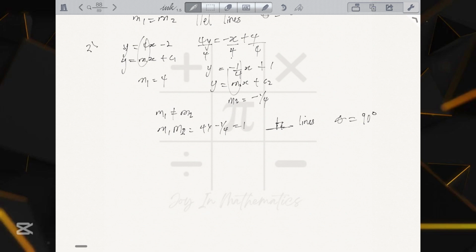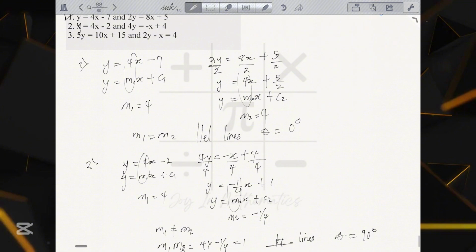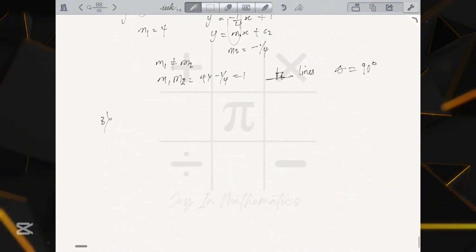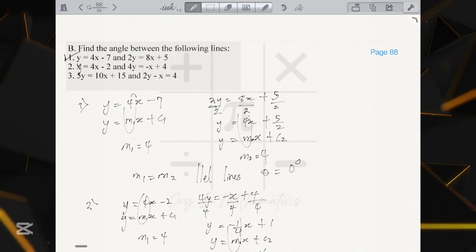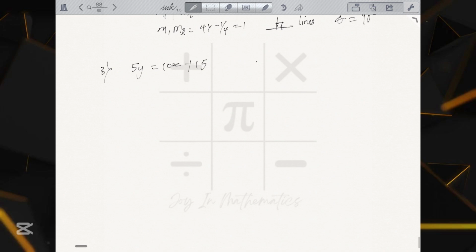Moving on to the final question, we have 5y is equals to 10x plus 15. And likewise, we have the second expression of 2y minus x is equals to 4.